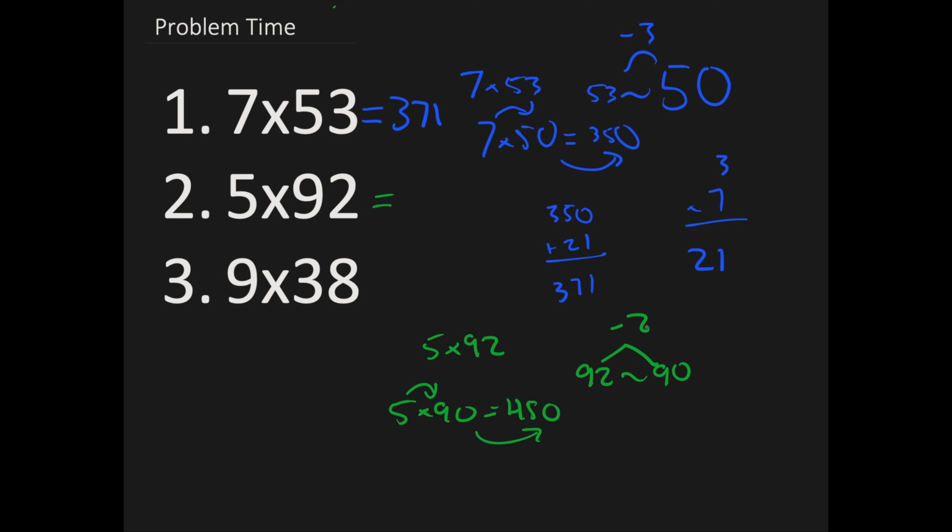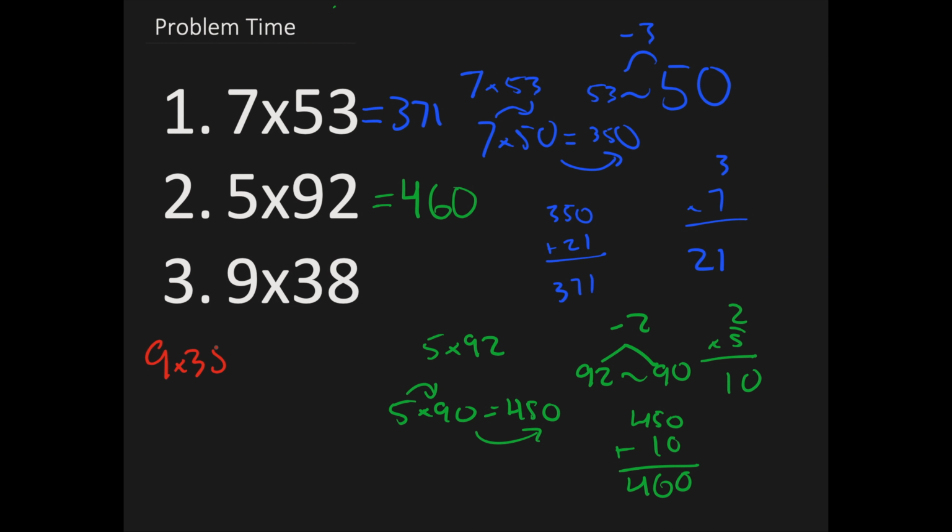Now since we subtracted 2 groups of 5, we have to add 2 groups of 5. So 2 times 5 equals 10. Now we have to add 10. So 450 plus 10 equals 460. So 5 times 92 equals 460. Now our last problem for today is 9 times 38.